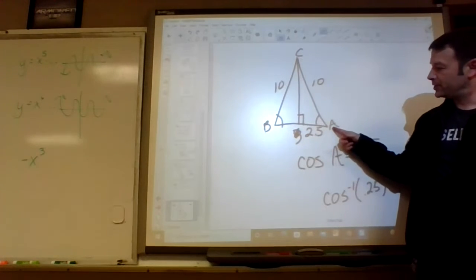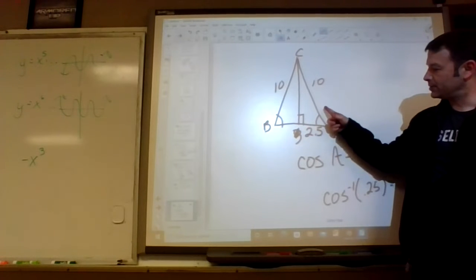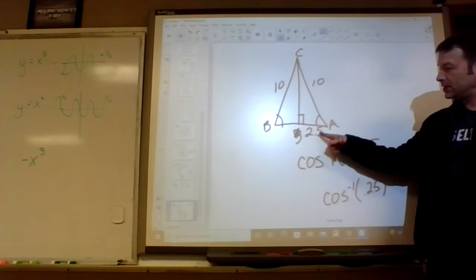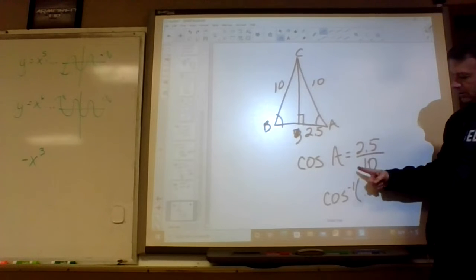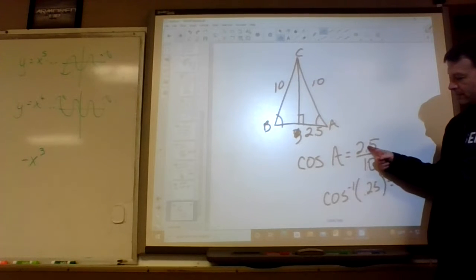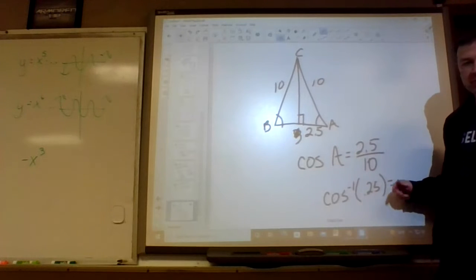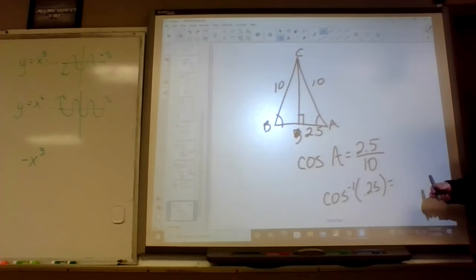So if we were looking for this angle, these two sides are adjacent and hypotenuse. So you can do cosine of A equals adjacent over hypotenuse. Which means cosine inverse of that equals angle A.